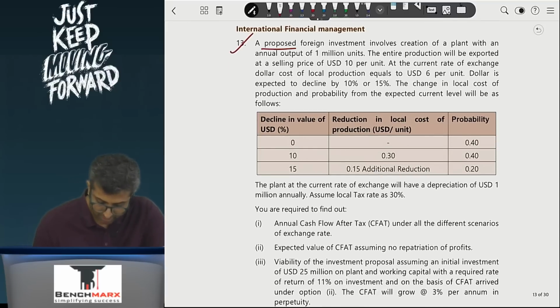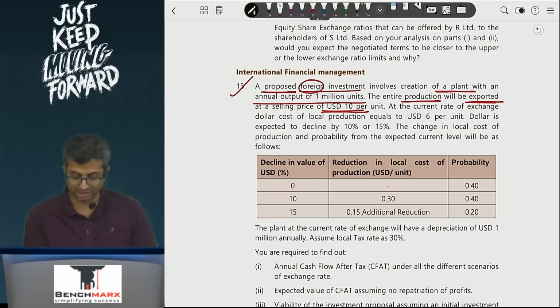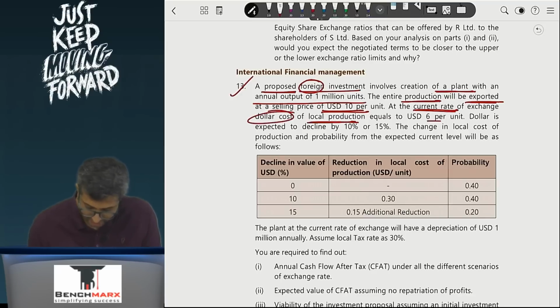A proposed foreign investment involves creating a plant with an annual output of around 1 million units. The entire production will be exported at a selling price of $10 per unit. We don't know where the plant is located, we don't know where we are exporting, but we know that the selling price is $10 per unit. At the current rate of exchange, the dollar cost of local production equals $6 per unit, which means the profit is 4 per unit.